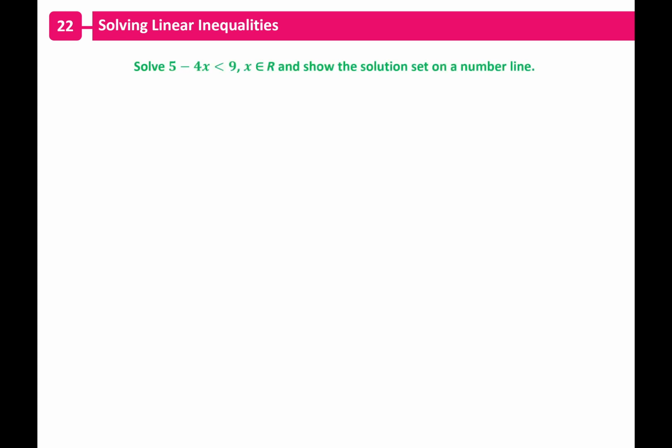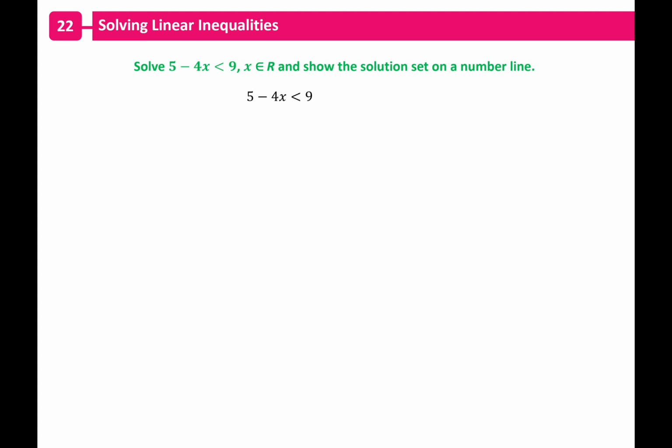Solve for 5 minus 4x is less than 9, where x is an element of our real numbers, and show our solution set on our number line. When we are solving for inequalities, we solve them in the same way as we would if we had an equal sign, which means you want x's on the left-hand side of your equation and bring your numbers to the right-hand side of your equation. We move numbers to the right-hand side of the equation by doing the opposite. And now we have one extra step with our inequalities. If we are dividing by a negative sign, we must flip our inequality also.